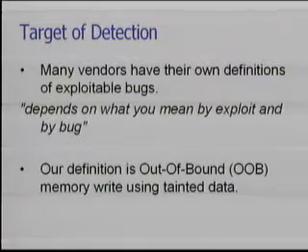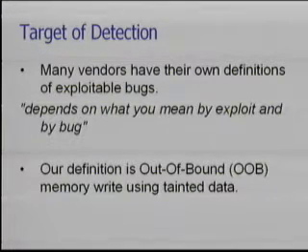So, targets of detection. A lot of vendors have their own definition of what an exploitable bug actually is. If you talk to a vendor, sometimes they'll say it depends what you mean by exploit, depends what you mean by bug, because they're trying to up their numbers and say that they catch this or they catch that. All we're looking for, our definition right now, is an out-of-bounds memory write using user-supplied data, tainted data.